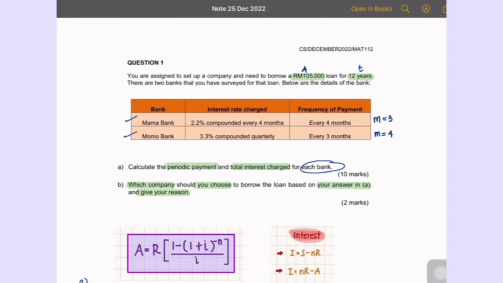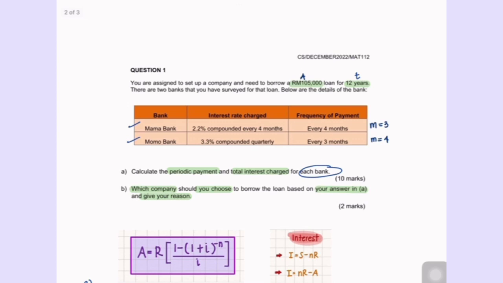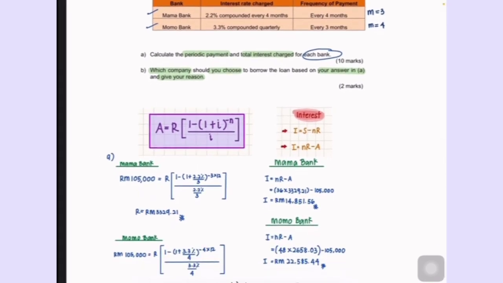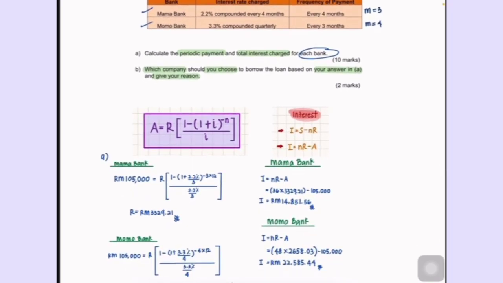There are 2 banks. Mama Bank charges a 2.2% interest rate compounded every 4 months, so the frequency is M equal to 3. For Momo Bank, the interest rate charged is 3.3% compounded quarterly, so quarterly, the frequency is M equal to 4. Question A: calculate the credit payment and total interest charge for each bank. For A, we know that the credit payment is R, so we need to find the amount of R.